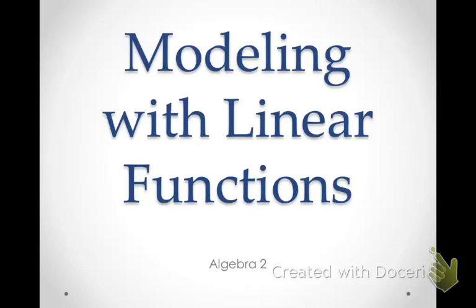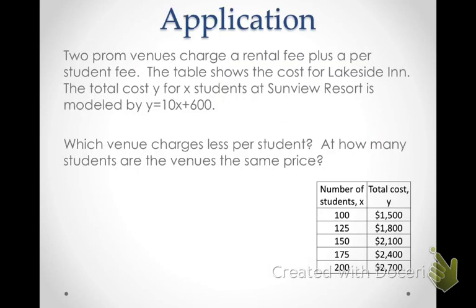Algebra 2, Concept 3. Here's the last example in the notes. Two prom venues charge a rental fee plus a per-student fee. The table shows the cost for Lakeside Inn, and the total cost y for x number of students at Sunview Resort is modeled by that equation. We want to find the answers to these questions. Which venue charges less per student, and at how many students are the venues the same price?